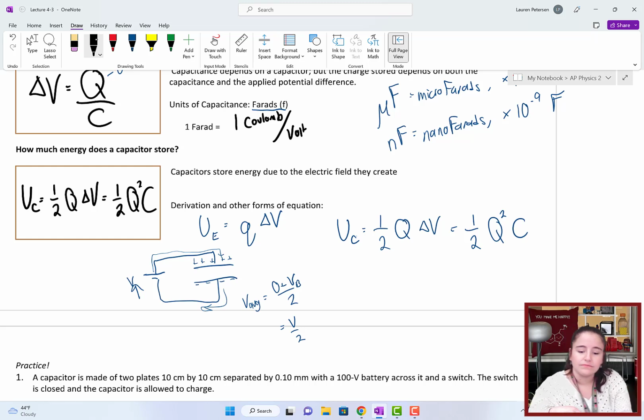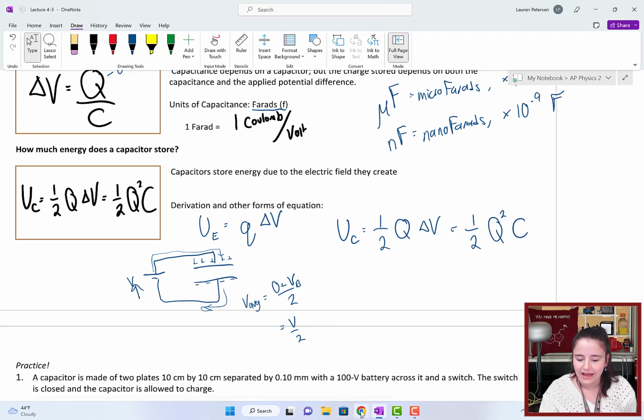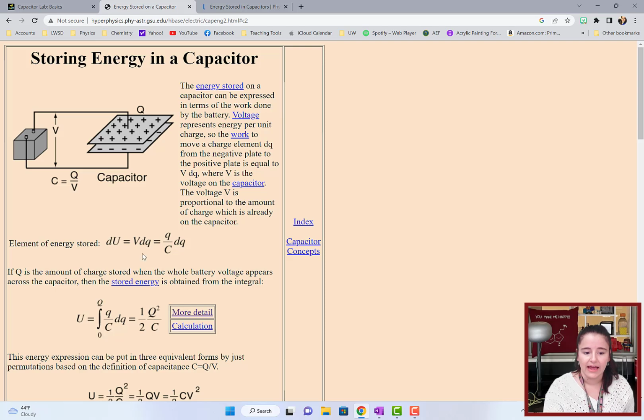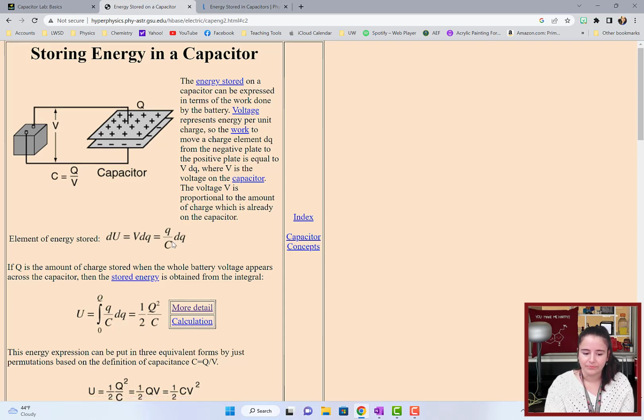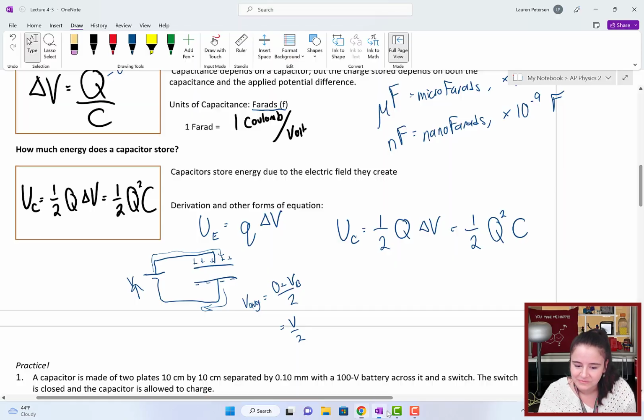If you want a more in-depth derivation of it, or a calculus-based one, HyperPhysics has a great one where you really think about the energy of the capacitor as the amount of work done to move those charges across that voltage. So if you're thinking of that integral from 0 to a full charge Q, of moving it across that voltage, you get that 1/2 Q squared over C. So that's the calculus way to derive it.